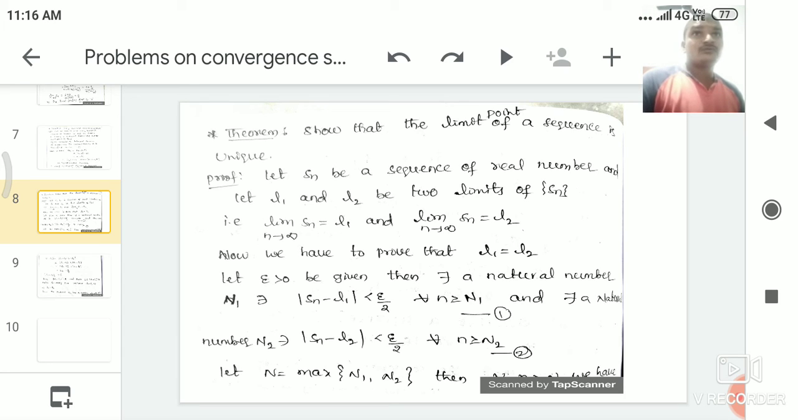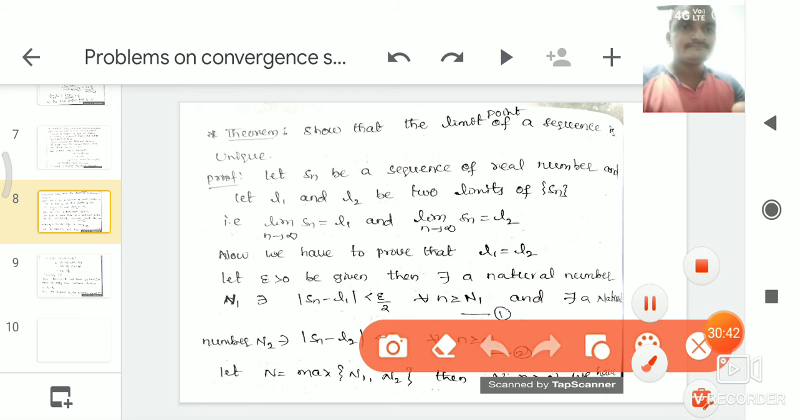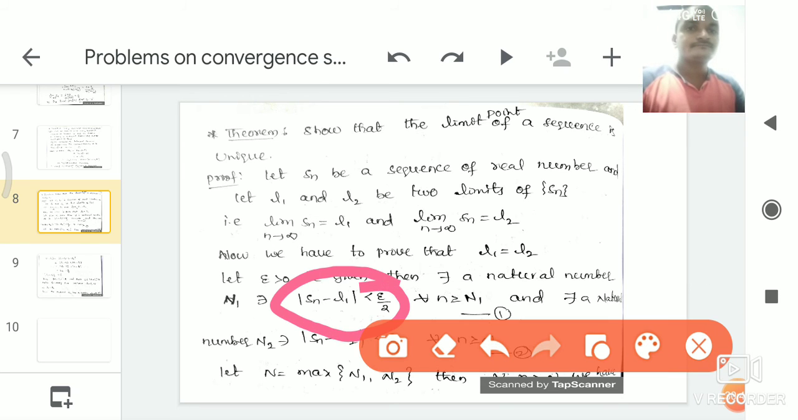Whenever L1 and L2 are limit points of Sn, what is the definition of a convergent sequence? If L is a limit point of Sn, we write it as the limit as n tends to infinity of Sn equals L. By the definition of limit point of a sequence, that can be written as mod Sn minus L is less than epsilon. Here we consider L1 and L2 as limit points of Sn. By the definition, we can write mod Sn minus L1 less than epsilon by 2.